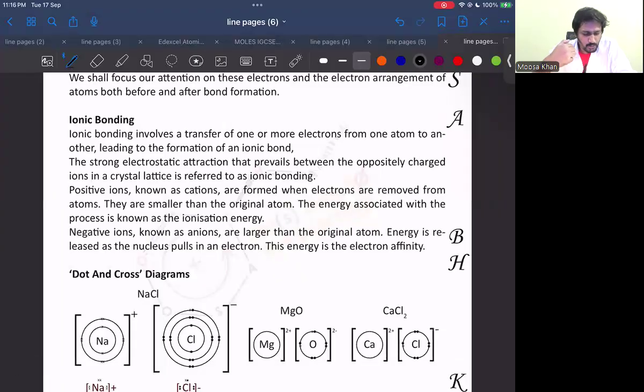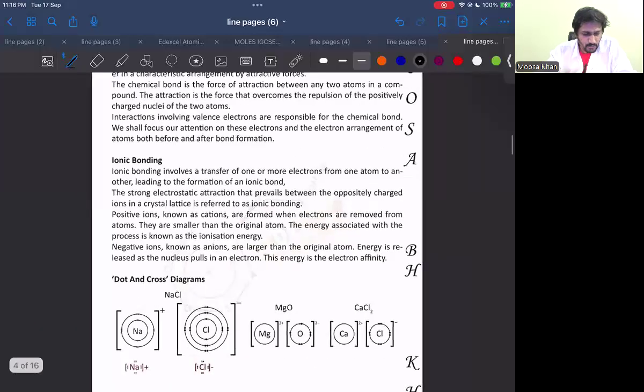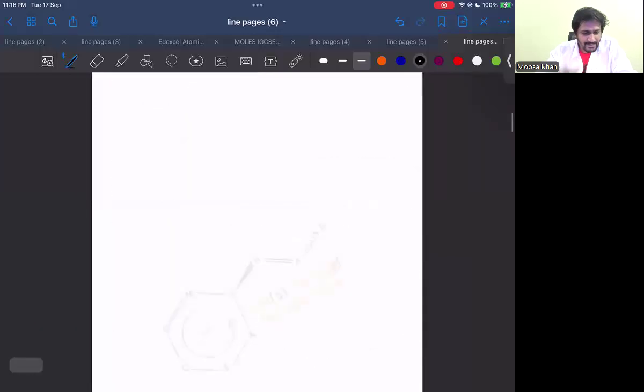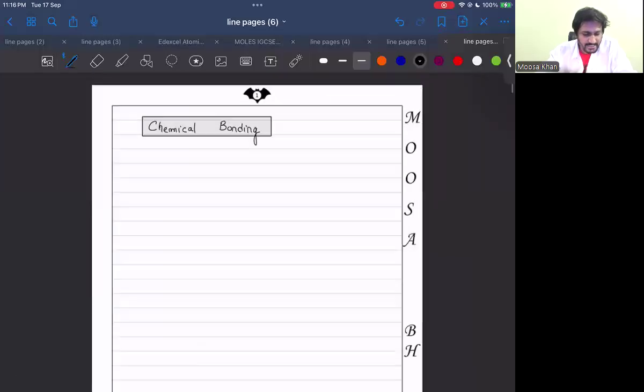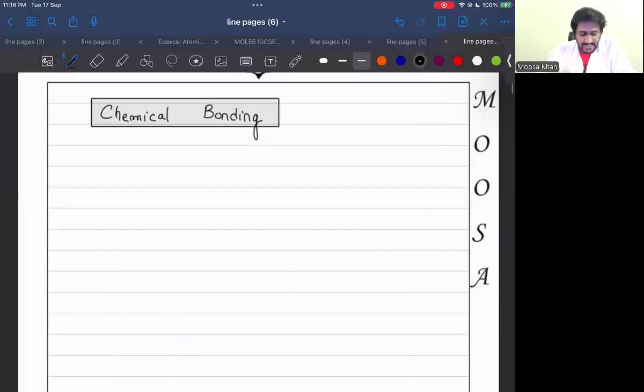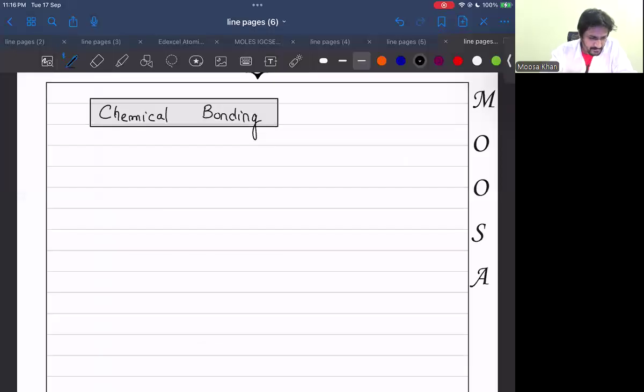Ionic bonding was due to the transfer of electrons and formation of oppositely charged ions which are attracted to each other by electrostatic force of attraction. The definition of ionic bonding is similar as that we studied in our grade 11. सब कुछ वैसा ही है. ठीक है, मैं बस एक क्वेश्चन ये लिख के आपके लिए छोड़ रहा हूँ.